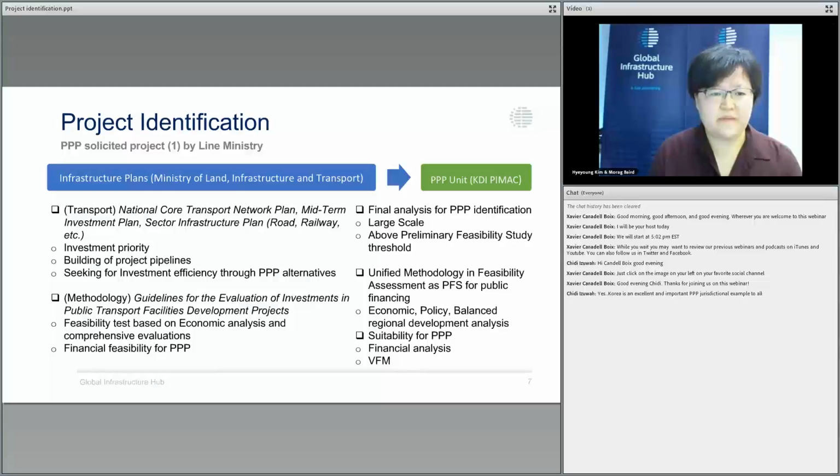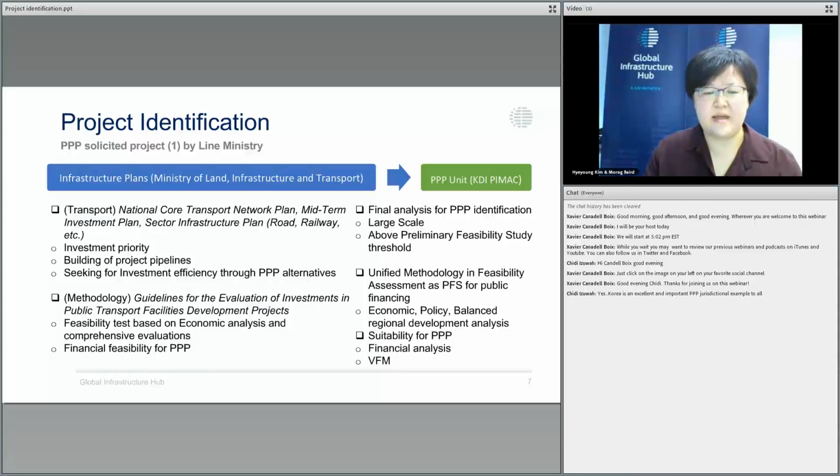So for this infrastructure planning, they devised their own methodology that consists of economic analysis and comprehensive evaluation. And in this stage, they are conducting a financial feasibility test for PPP. And after the line ministries' infrastructure plan, the PPP unit reanalyzes large-scale projects above the preliminary feasibility study threshold.